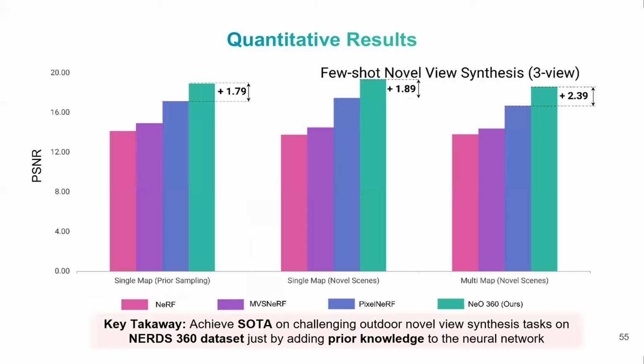Here we show quantitative results. And again, the key takeaway is we achieve state-of-the-art results on the newly proposed data set, significantly outperforming generalizable NeRF variants, as well as the classical NeRF variant, further confirming that our priors, which are multi-view epipolar geometry constraints, also help us at this very challenging task.